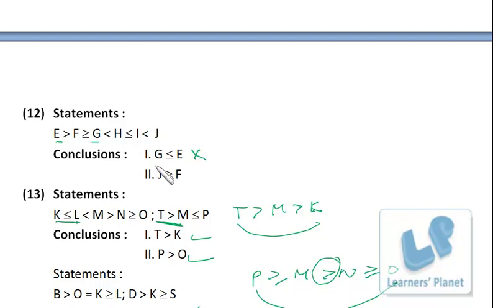In no case G is equal to E. So this is wrong. J is greater than or equal to F. So J and F, again open end, so even you cannot say this. J is greater than I is greater than or equal to H, and here it is less than situation is coming, and here it is greater than situation is coming. So we cannot make the direct comparison between J and F. So even this is wrong, right? So if you don't want to assume the numbers, you can go this way also.